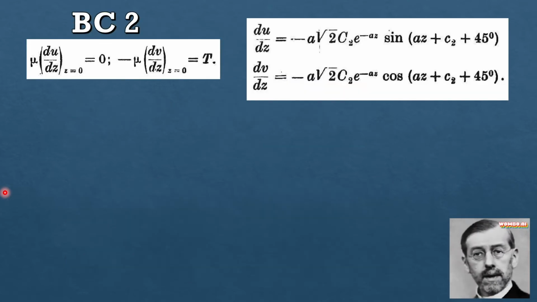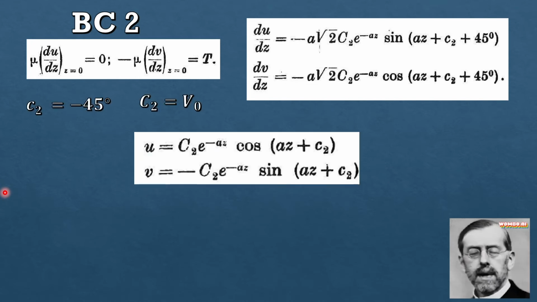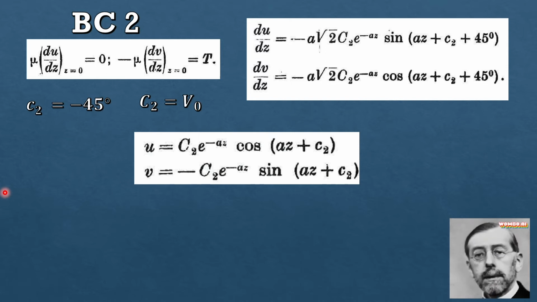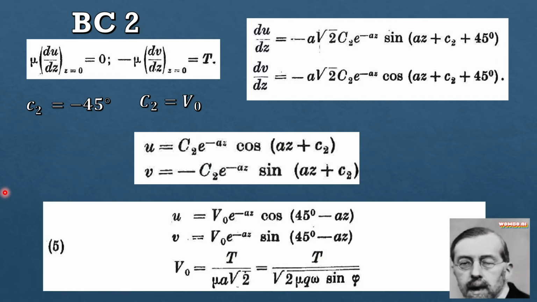Now we only have to fill them in with some constants, and we define v0 to be the absolute velocity of the water at the surface, and after some rearranging we get these beautiful expressions.